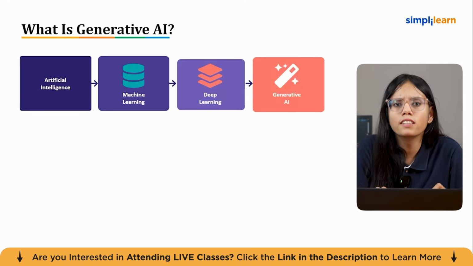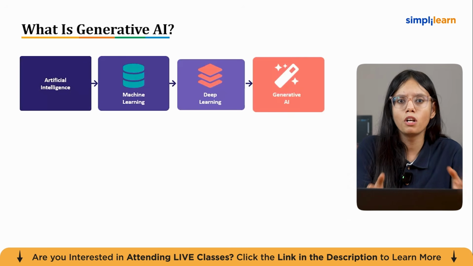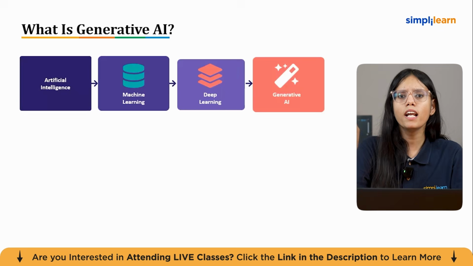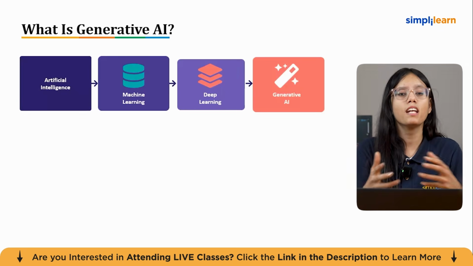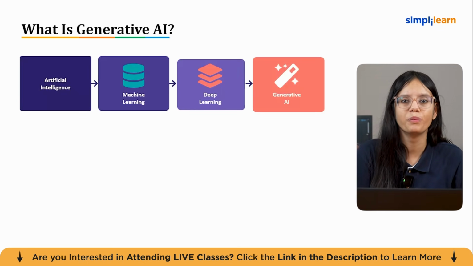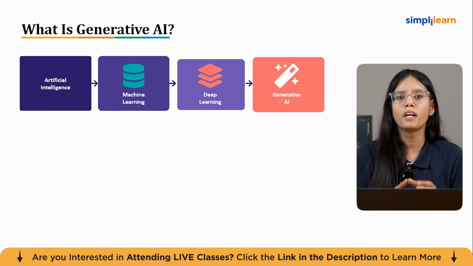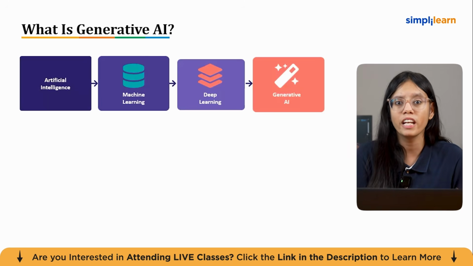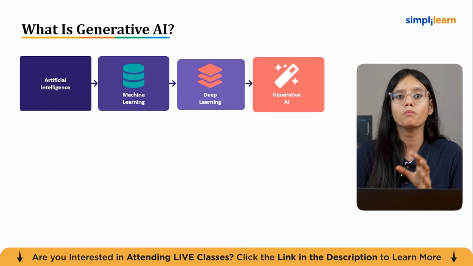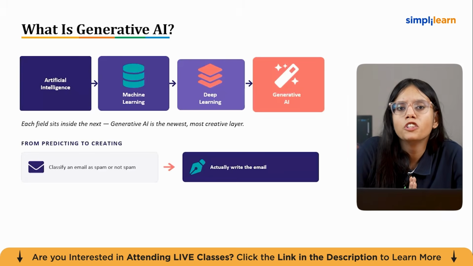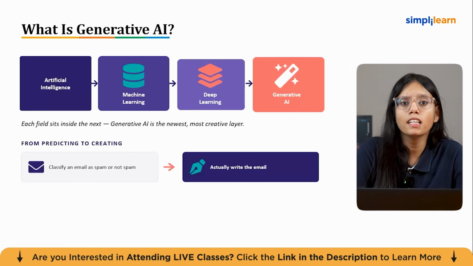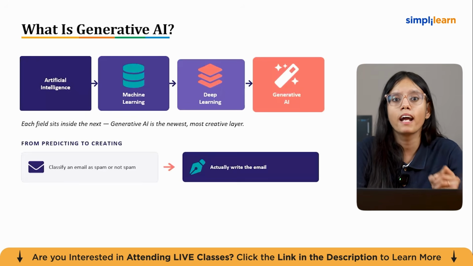Instead of only asking which category does this belong to or what value should we predict, we can now ask, create something new. A generative AI system can produce text, code, images, audio, designs, summaries, explanations, and many other forms of content. For example, traditional machine learning might classify an email as spam or not as spam, but generative AI can actually write that email.